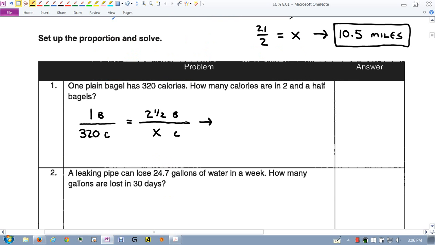Okay, so this whole thing becomes 1 over 320 equals 2.5 over x. Now we have not run into this yet. The x we're trying to solve for right now is in the bottom, isn't it? In the denominator? We have not run into this.